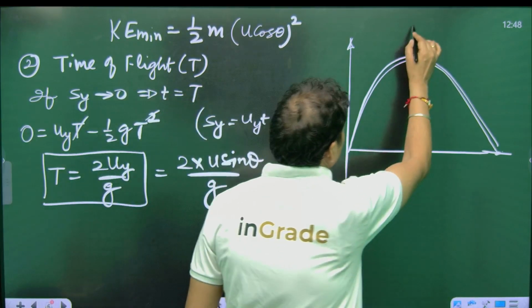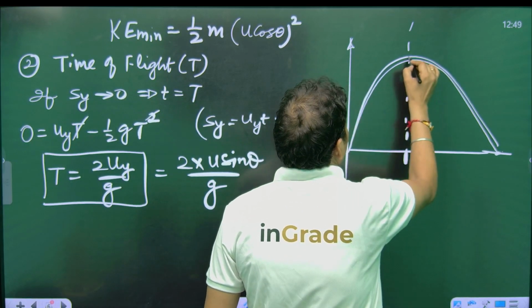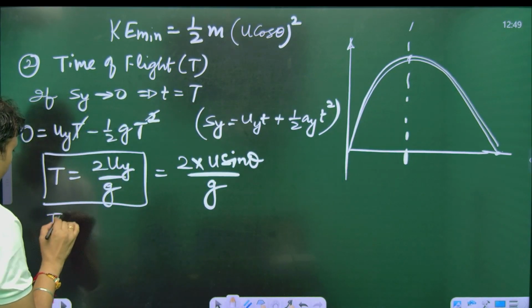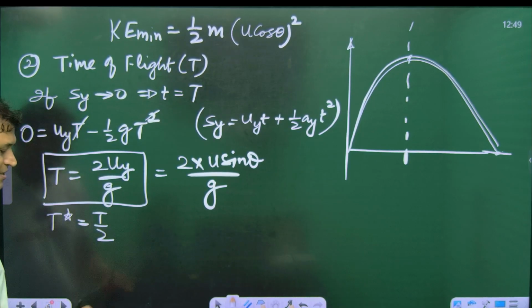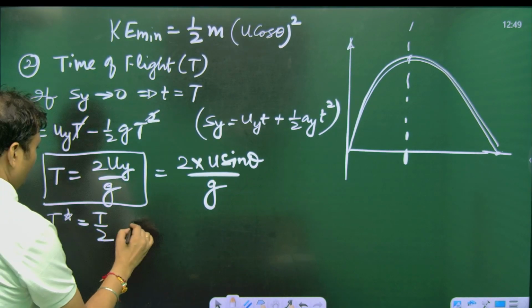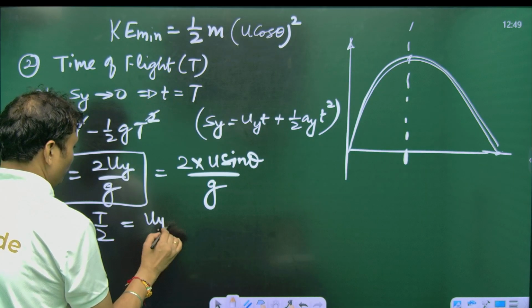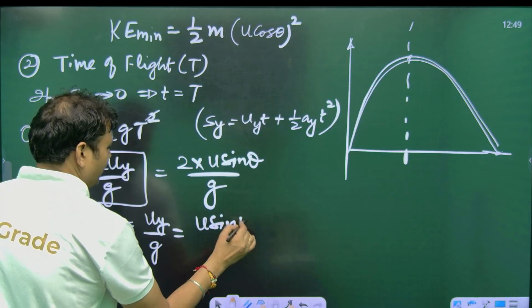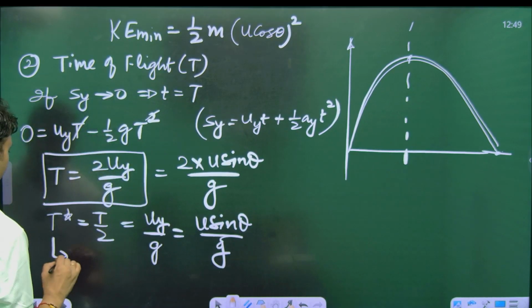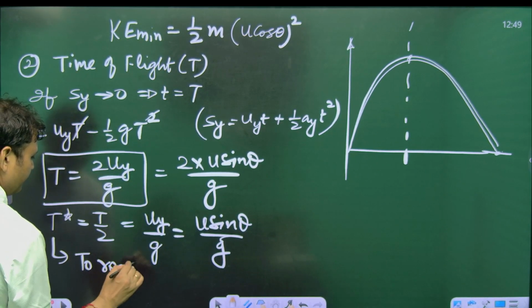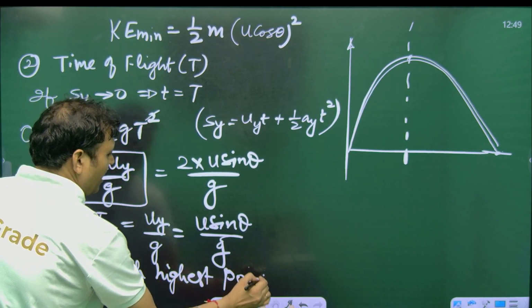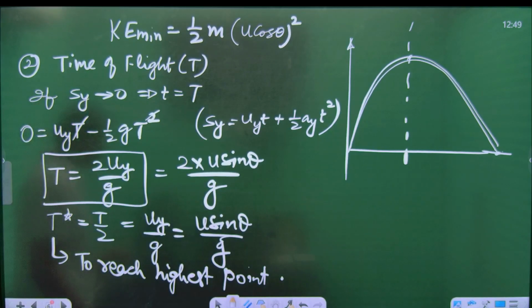Now from the symmetry we can easily say the time to reach the highest point will be half of the time of flight. So the time to reach the highest point is Uy by g, that is equal to U sine theta by g. T dash is the time to reach the highest point. Clear?